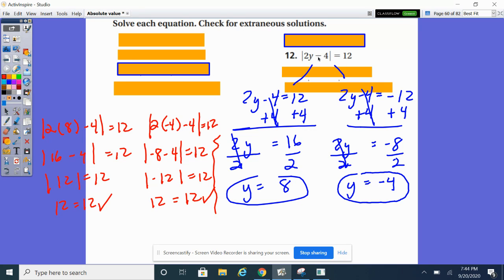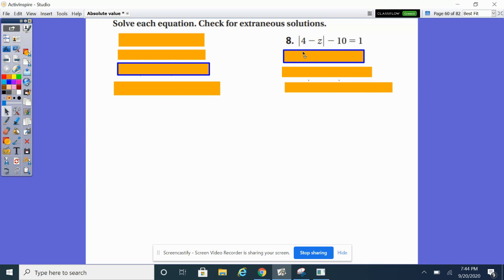So the next one I'm going to look at, it's not cooperating. There we go. The absolute value of 4 minus z, minus 10, is equal to 1. So look, I noticed that we have this minus 10 at the end of the absolute value bars. And before we can do case 1 and case 2, the bars got to be by themselves. So let's go ahead and move that 10 to the other side.